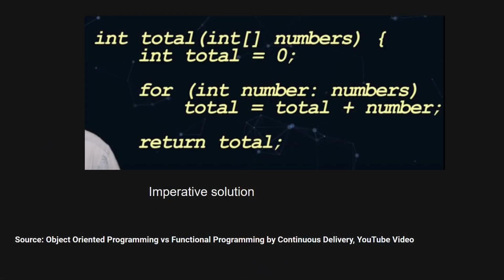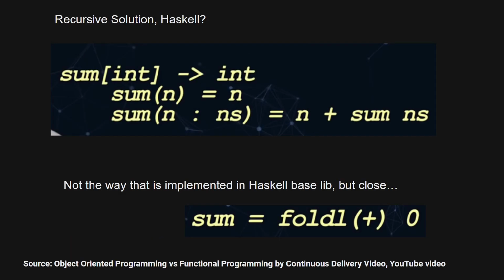So let's begin. I will start the presentation and hopefully everything is going to make sense. Let's first do a quick recap of the presented solutions to sum a list of numbers. This is the imperative solution. This is the Haskell recursive solution. And the third one is the Haskell base library sum function, or at least something close to the Haskell base library sum function.